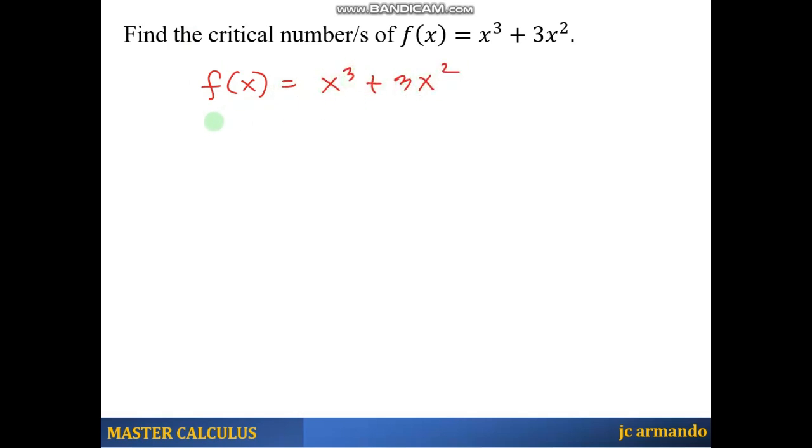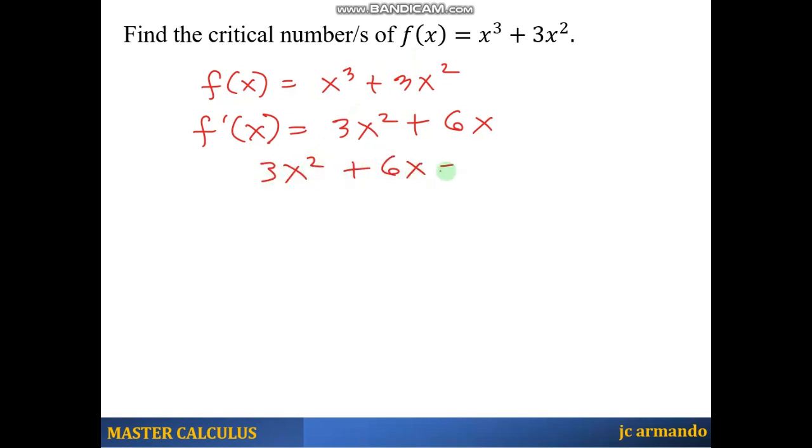Unang gagawin, kunin lang yung derivative. F prime of x equals derivative of x cubed is 3x squared. Derivative of 3x squared, that is 6x, right? Then, equate this to 0. So, 3x squared plus 6x equals 0. By factoring, the common factor is 3x times x plus 2 equals 0, right?